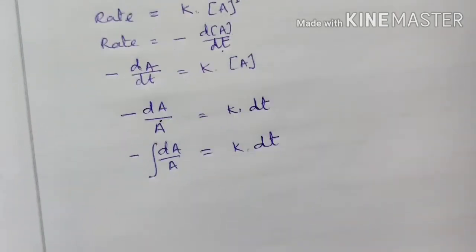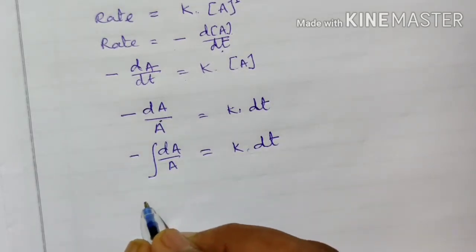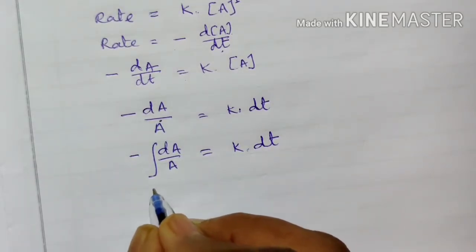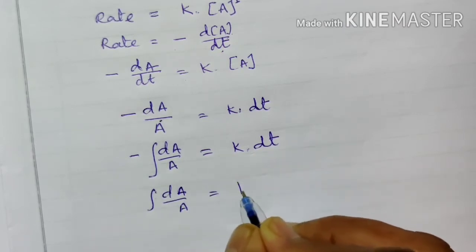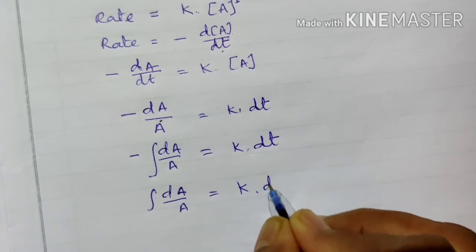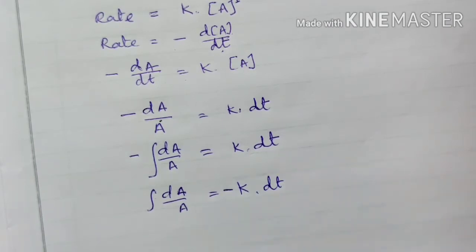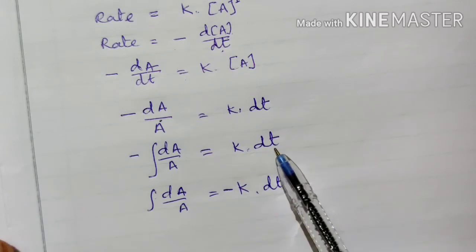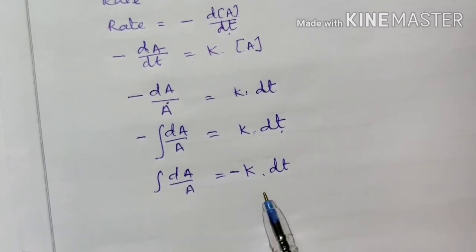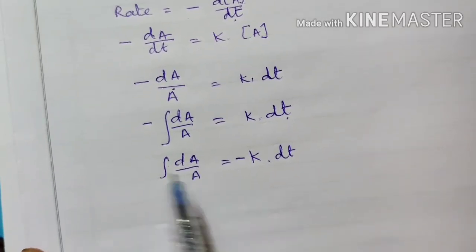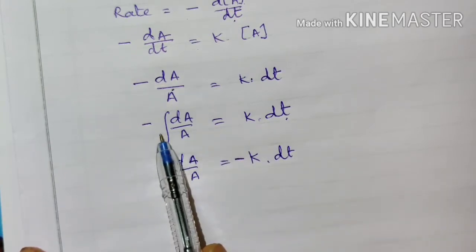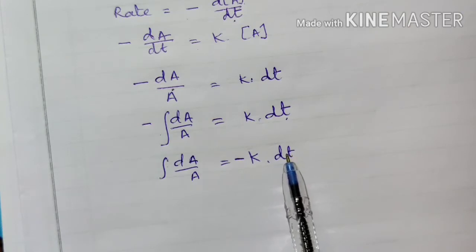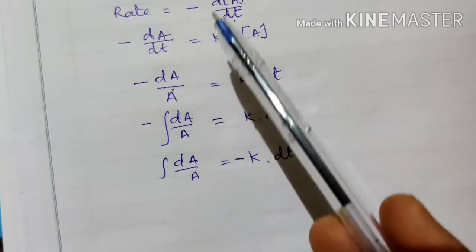This equation we can write in the positive form also, that is, integration of dA upon A is equal to minus K into dt when we put the minus sign here. Either you can write in this way or in this way. There is only a slight change, or you can multiply the whole equation by the negative sign, then this will become positive and that will become negative. So this is the rate law for the first order reaction.